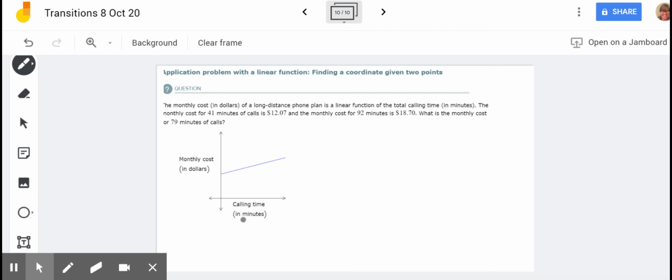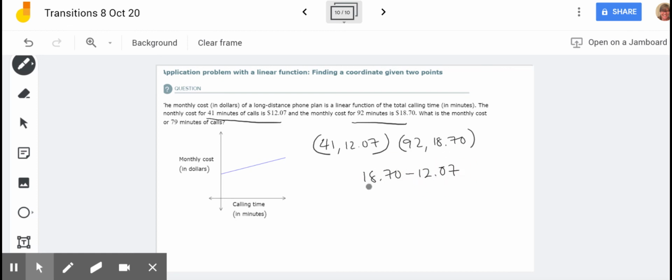So you have, remember, calling time and monthly cost. I'm not reading this because this tells me exactly what's in the picture. I can pull out the information right here. I know I have 42, 12.07, that's one point, and 92, 18.7, that's the other point. So I can go 18.7 minus 12.07. What am I doing? I'm finding the slope. Over 92 minus 42. All right, and then you will get this.